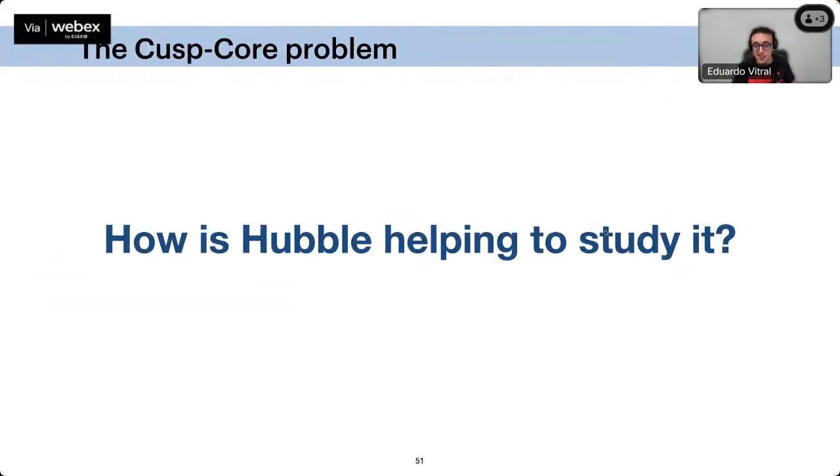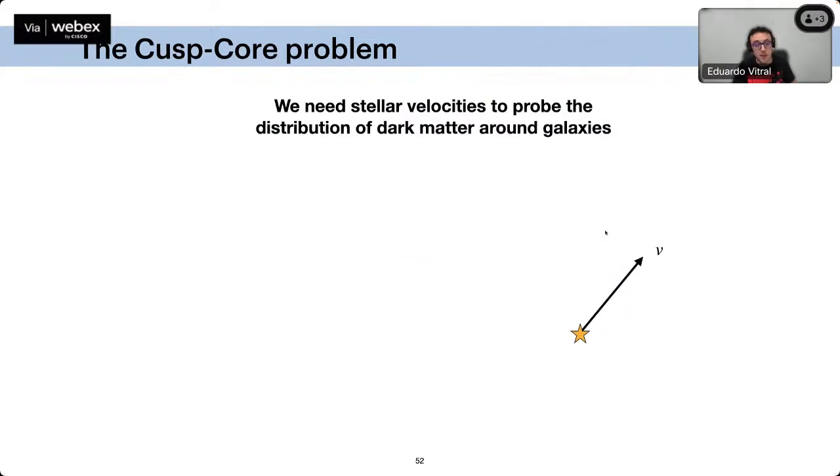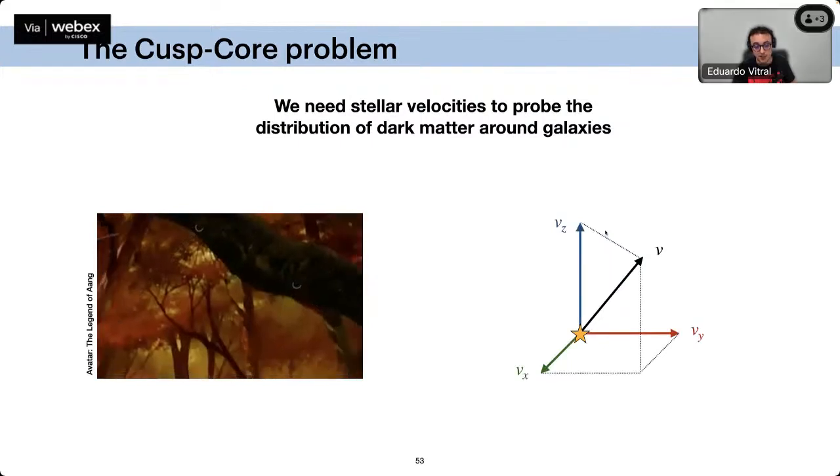Now, how is Hubble helping us to study the cusp-core problem? Well, as I have mentioned previously, one of the main ways that we have to study dark matter is through the motions of stars and galaxies in our universe. Those motions trace back, due to the law of gravity, the actual mass that is sitting around whatever astronomical source we're observing. So when you look at the stellar velocity, for example, in a galaxy, this motion can be decomposed in 3 directions.